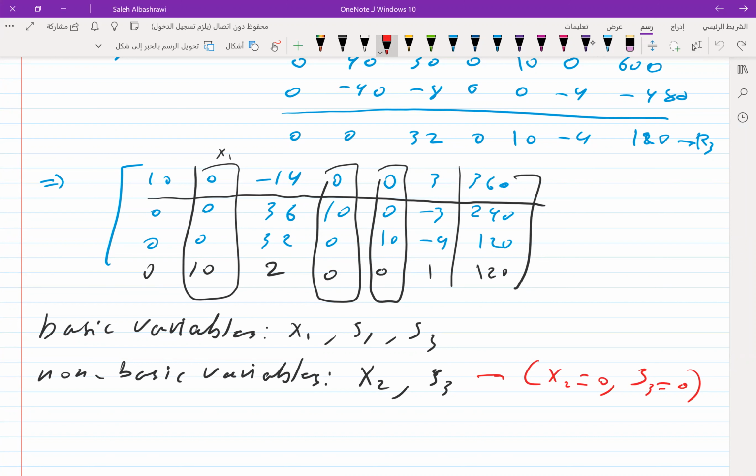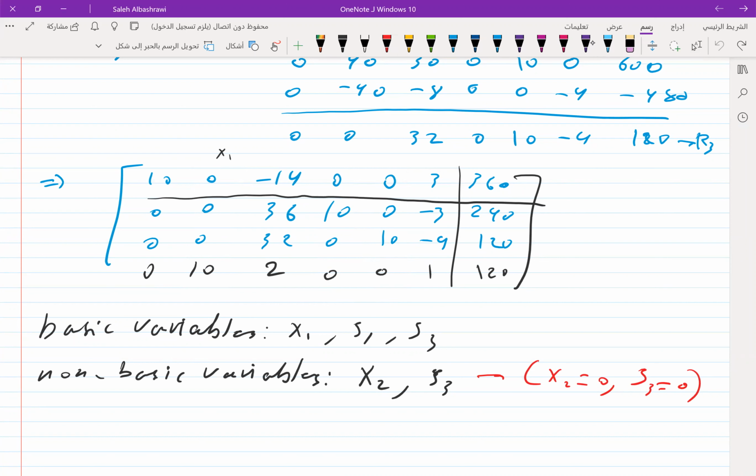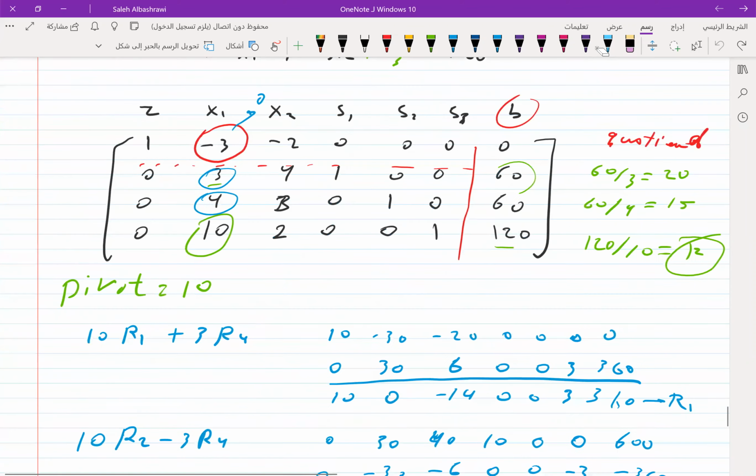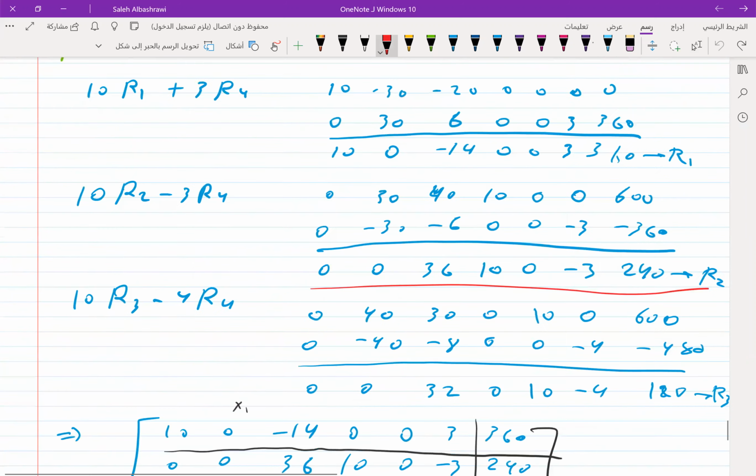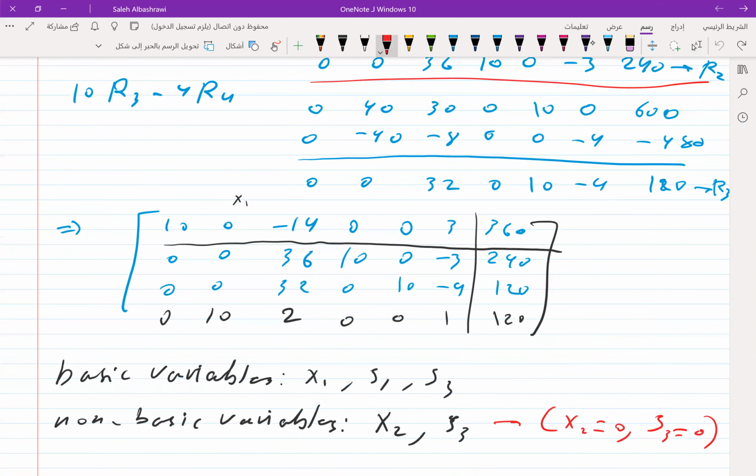Now, in this step, we are not done, because in the simplex method, we shouldn't have any negative in the first row. In the first step, we had two negative numbers, minus 3 and minus 2. Now I have only one negative number. Sorry, minus 14 is a negative number, and we have to remove this negative from the first row.